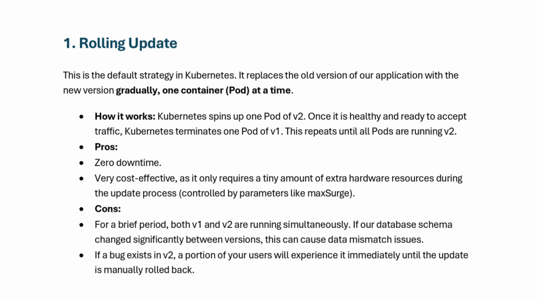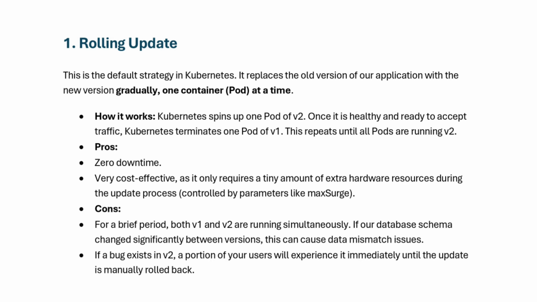What are the pros of this rolling update strategy? Zero downtime, and it is very cost effective as it only requires a tiny amount of extra hardware resources during the update process, which is controlled by parameters like max surge. Cons, or the disadvantages of this strategy: for a brief period, both version 1 and version 2 are running simultaneously. If our database schema changed significantly between versions, this can cause data mismatch issues. If a bug exists in version 2, a portion of our users will experience it immediately until the update is manually rolled back. So there are pros and cons of every strategy.